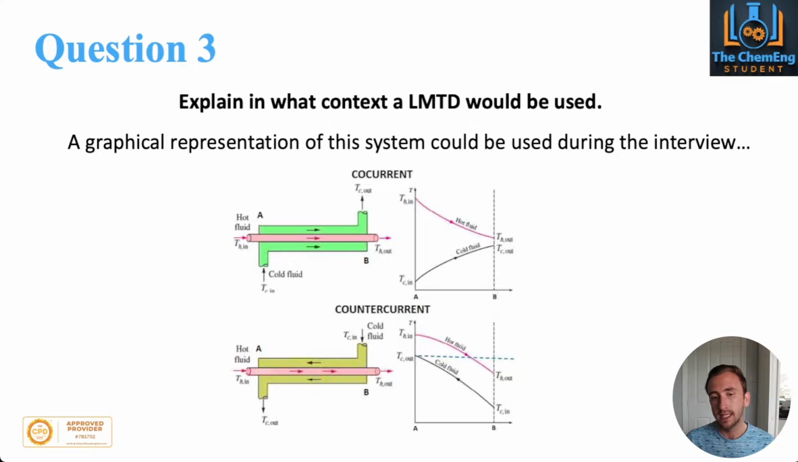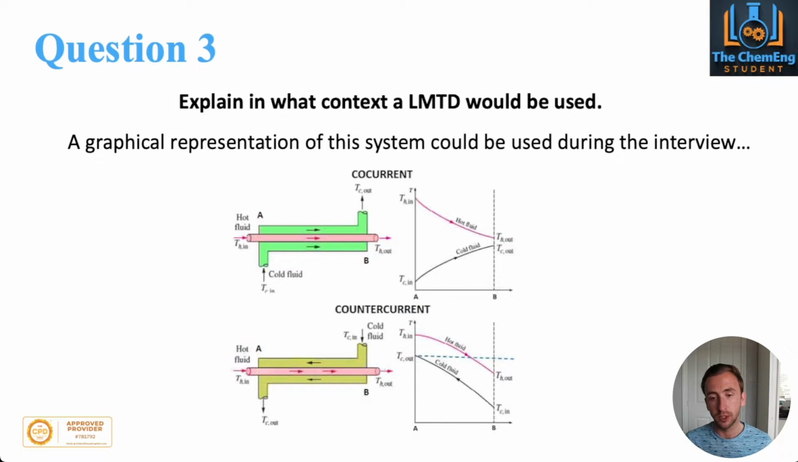And if you want to see this as a pictorial diagram, you can see here that the top one is a co-current system, meaning that the flow is going in the same direction, whereas countercurrent would be the flow in the opposite directions.